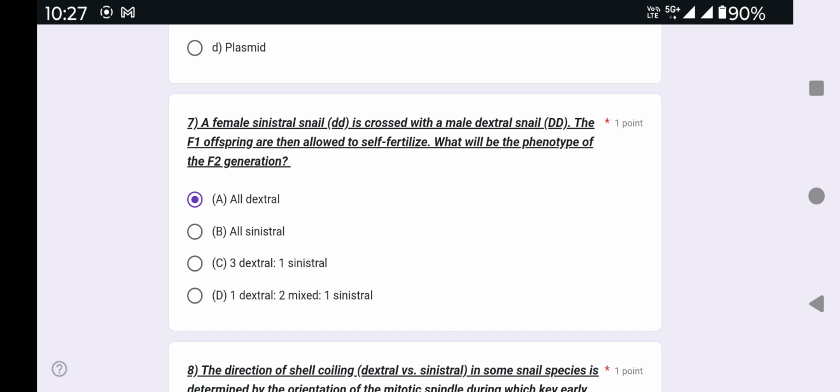Why are these all dextral? Because the inheritance is coming from the female mother side. The female is sinistral, which is small d, and the male is capital D, capital D. Why is it all dextral? Because the genes are coming from the female. So from the female, you have written here the sinistral.